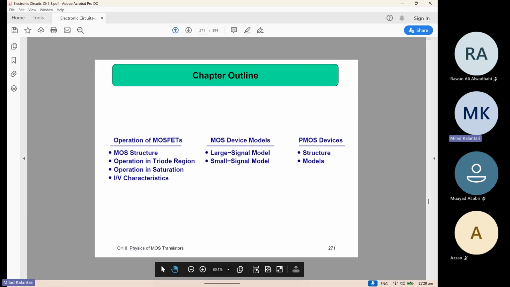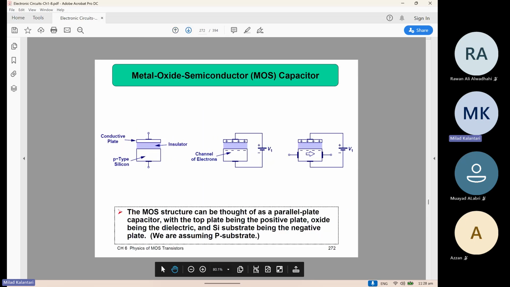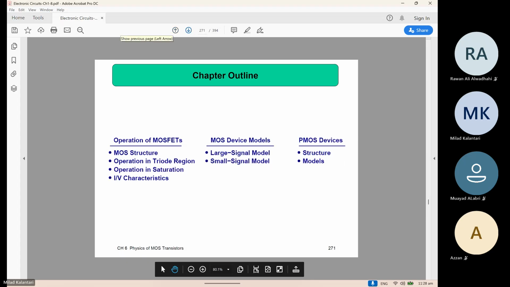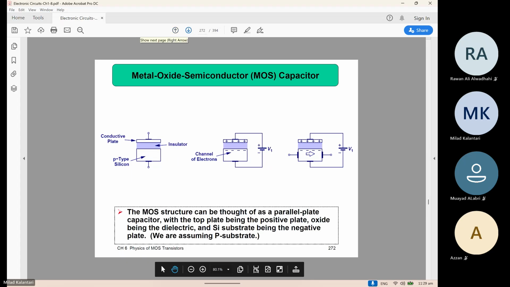So let's go back a little bit to the device. Here it is trying to show how the MOSFET actually operates as a transistor. First of all, MOSFET is what? Metal oxide semiconductor. What does it mean?